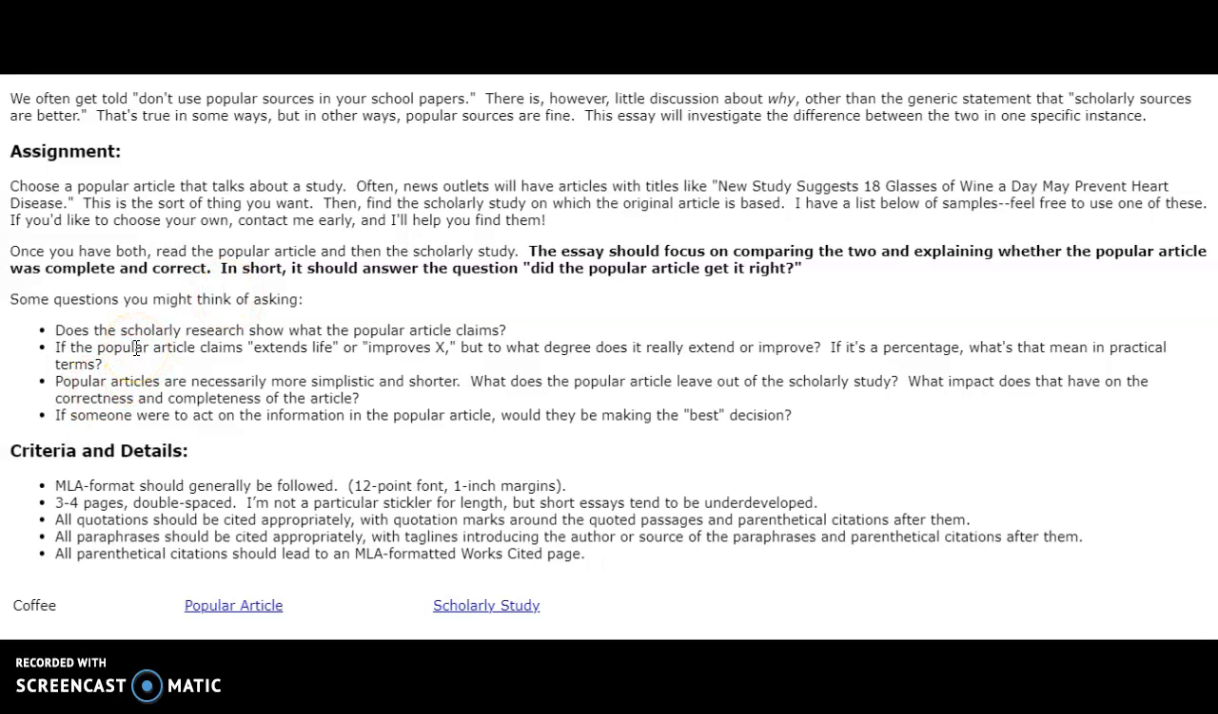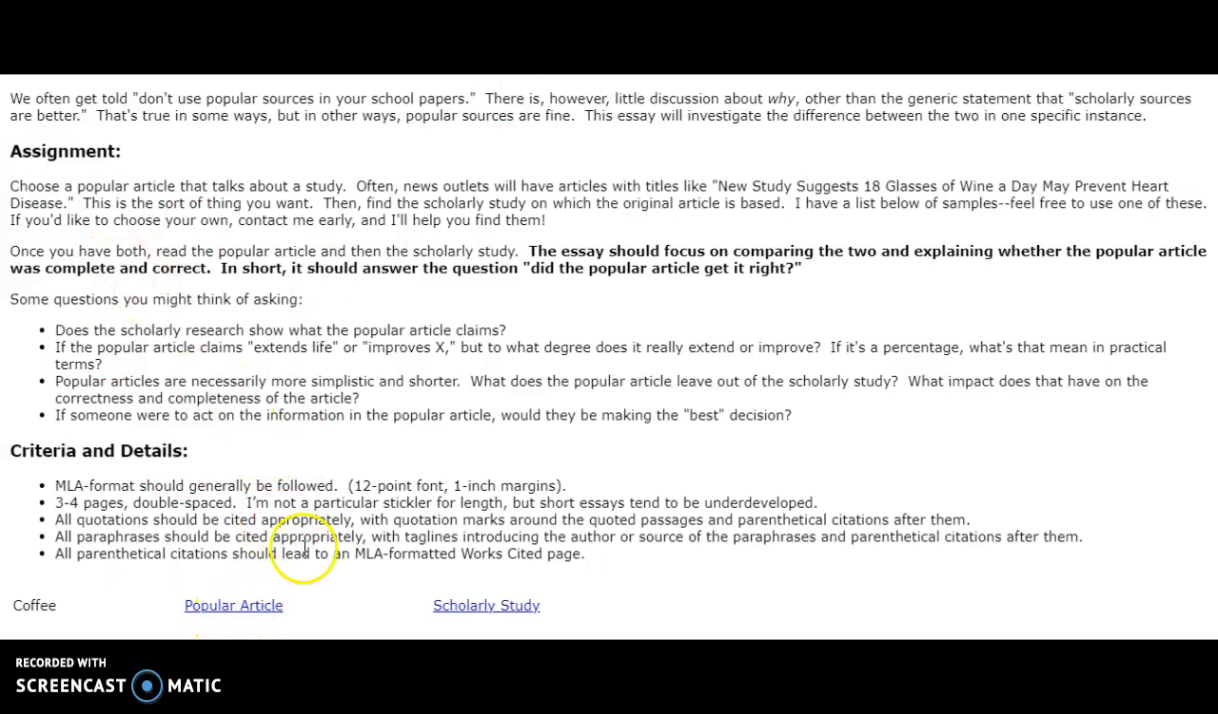Popular articles are also necessarily more simplistic. They're shorter. What does the popular article leave out of the scholarly study? What impact does that have on the correctness and completeness of the article? Those are two terms I'm thinking about a lot. Is it correct and is it complete? Did they get it right, and did they get everything that was necessary for the reader to understand it? And then finally, if someone were to act on the information in the popular article, would they be making the best decision? So that right there is our Essay 1 assignment.